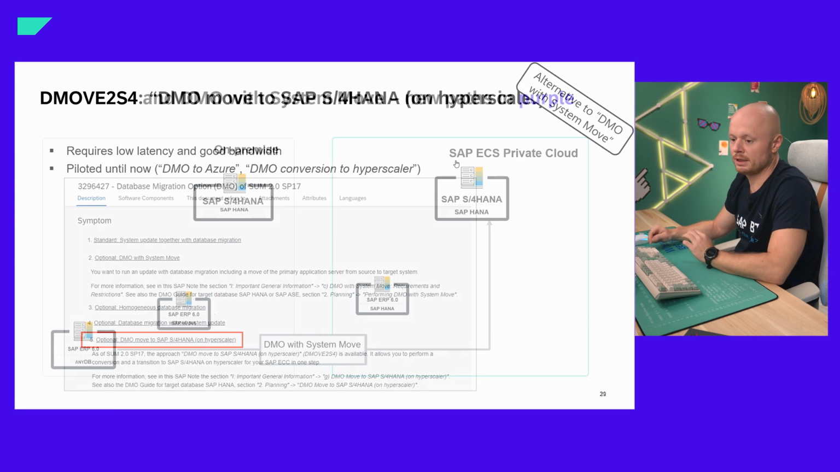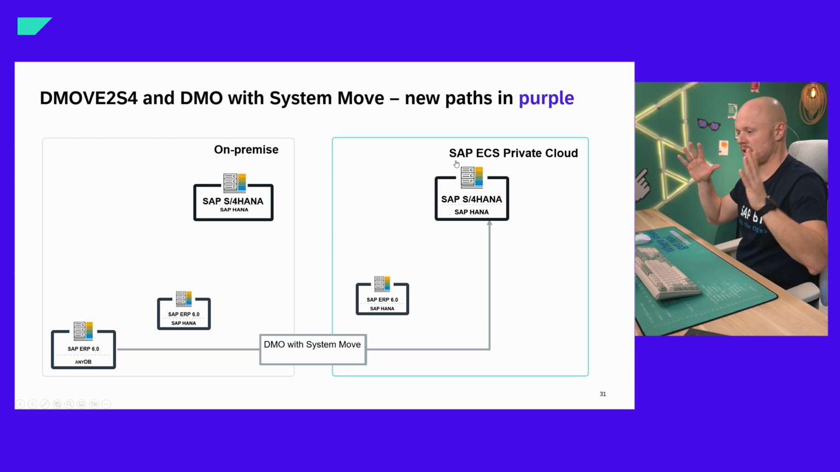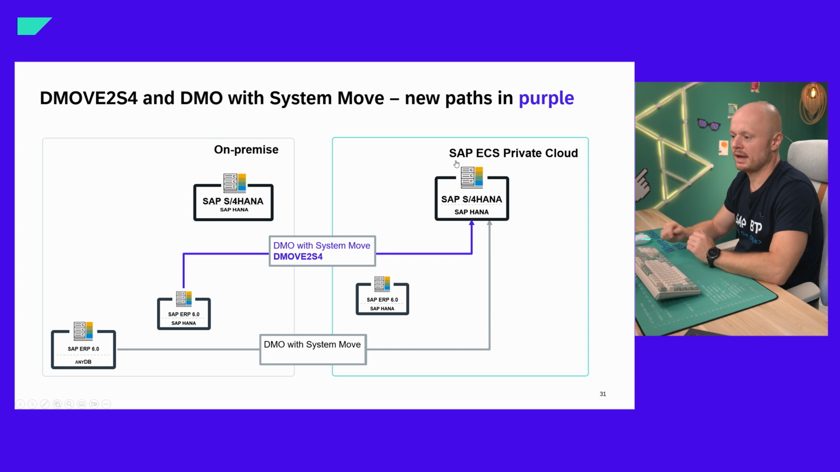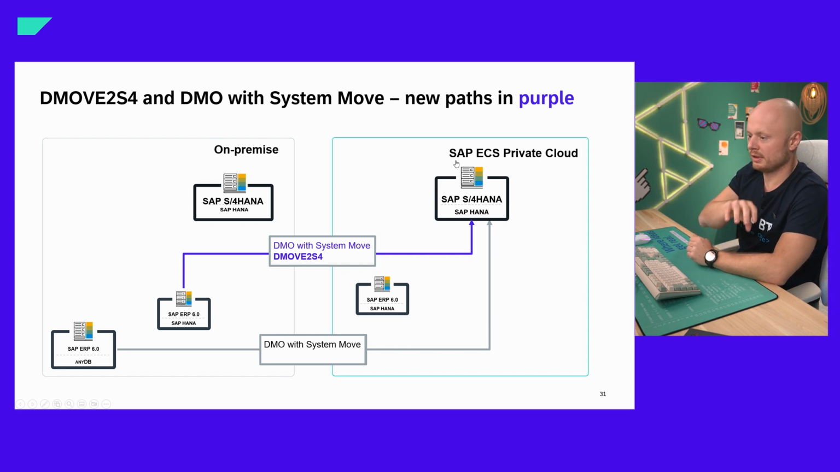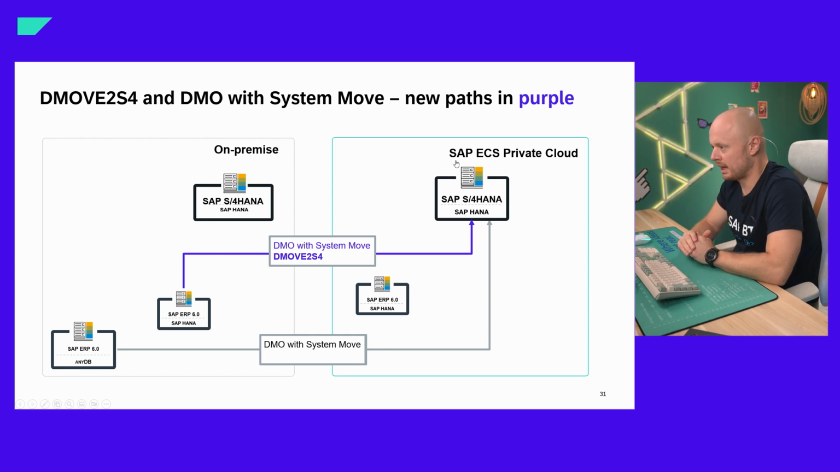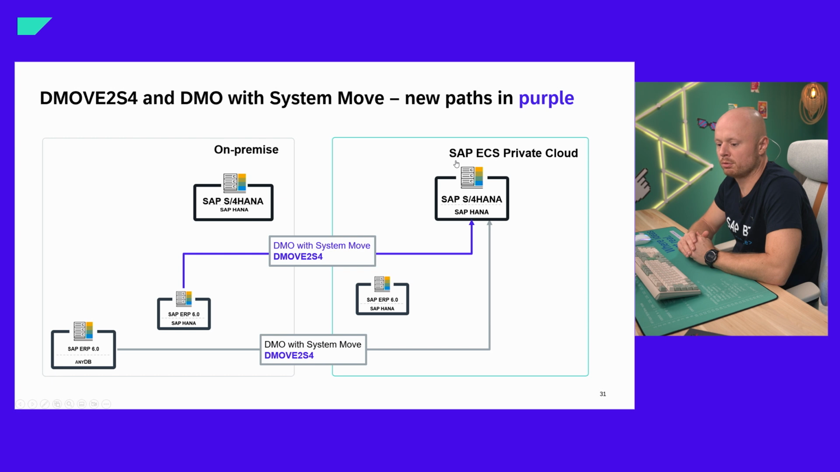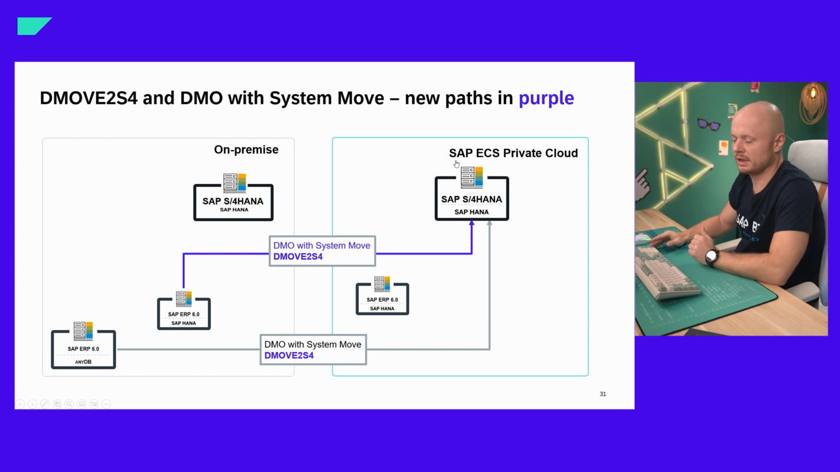So if we make this summary of what is now possible, everything that is highlighted in purple is now supported. If you switch from an on-premise ERP 6.0 on SAP HANA database to SAP S4 HANA on the SAP HANA database in the private cloud, you can do this with the DMO with system move and with the DMove to S4. And we also support this DMove to S4 now if you go from ERP 6.0 on any DB to private cloud.